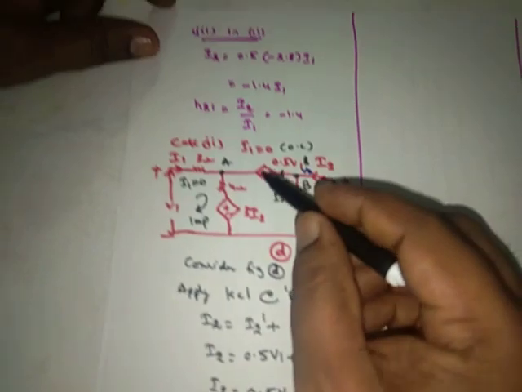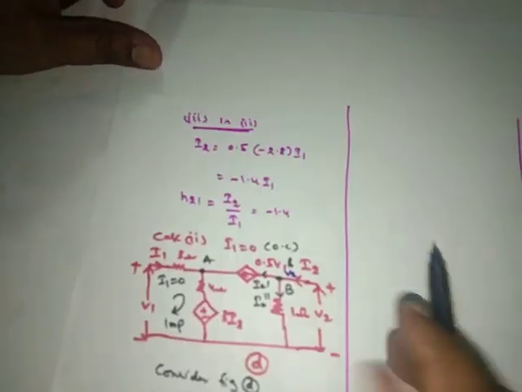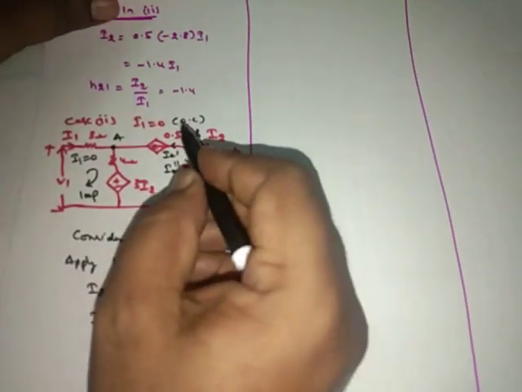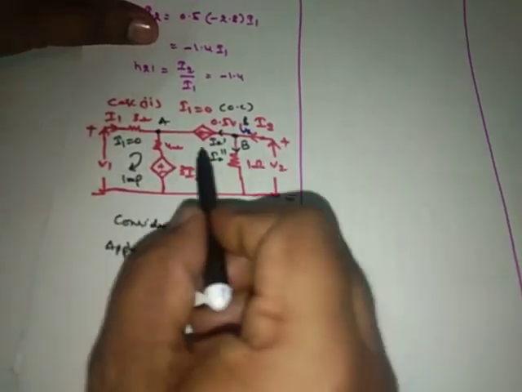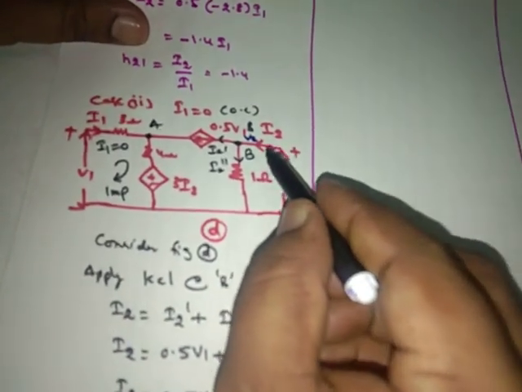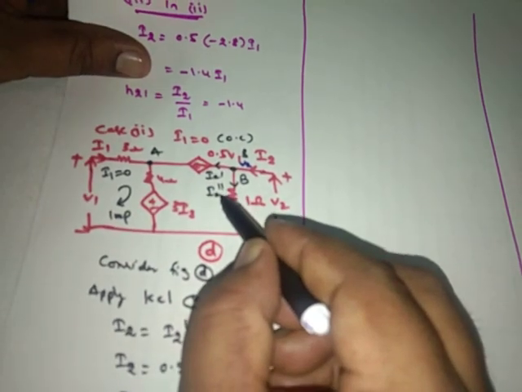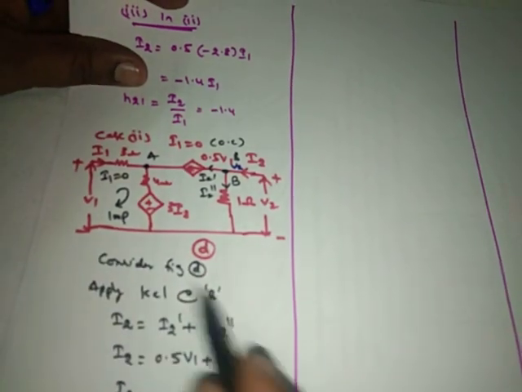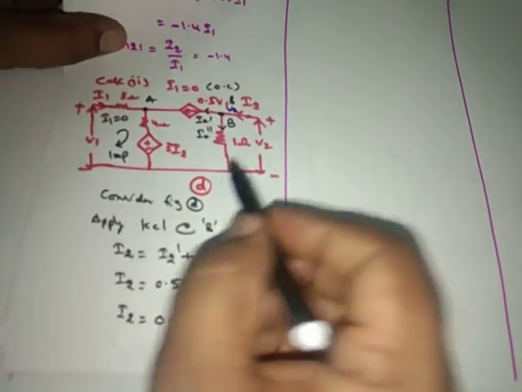Okay, consider case 2. I1 is equal to 0. When I1 is equal to 0, that is the open circuit concept here. At port 1, I1 is equal to 0, and the remaining everything is as before. Here one important consideration is this is the I2 current. I2 current is divided into I2 dash as well as I2 double dash. Now this is the equivalent figure after applying the open circuit.